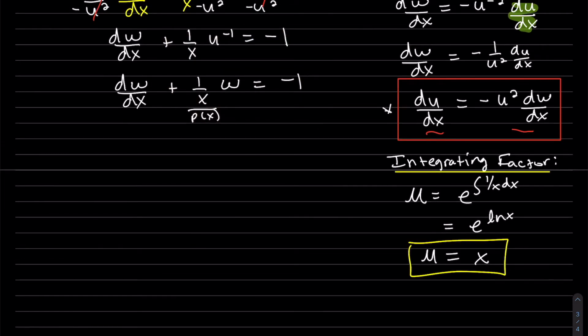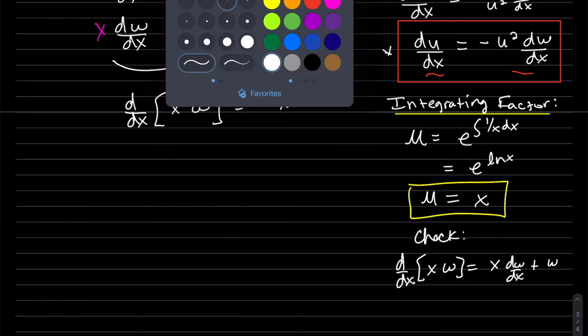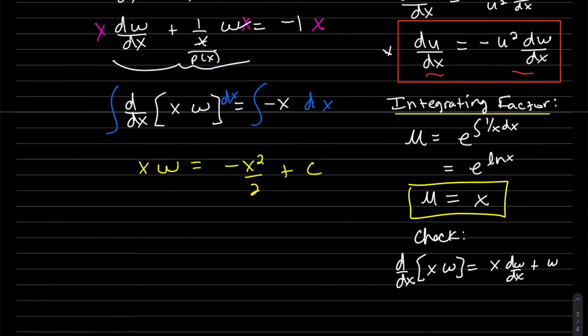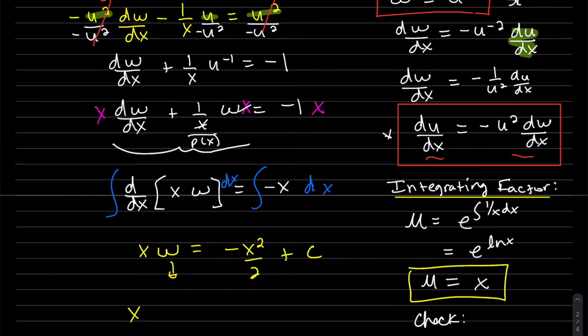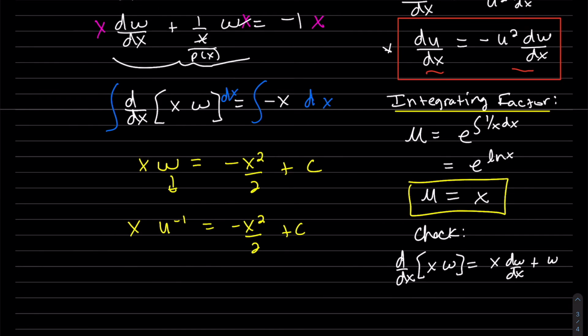So I'm going to multiply through by my integrating factor. Rewrite this. Let's check product rule. Yep. I don't need to write that. Yeah, we can see those cancel. It's just w. Now let's backpedal. W is u to the minus 1. Let's get rid of that x.